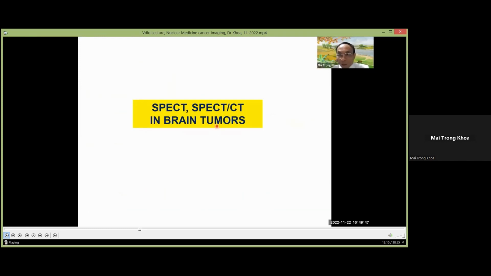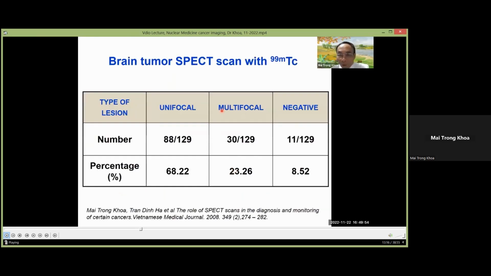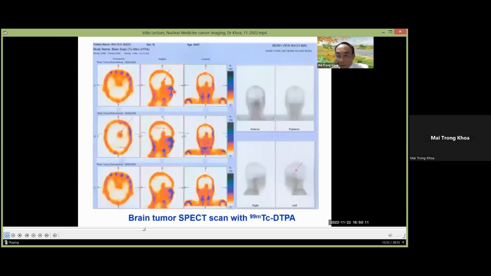And now we see the roles of SPECT in brain tumor. Our study shows that the SPECT scan with 99mTc can detect one or more brain tumor lesions. And we can easily recognize the brain tumor on the SPECT. You can see here.